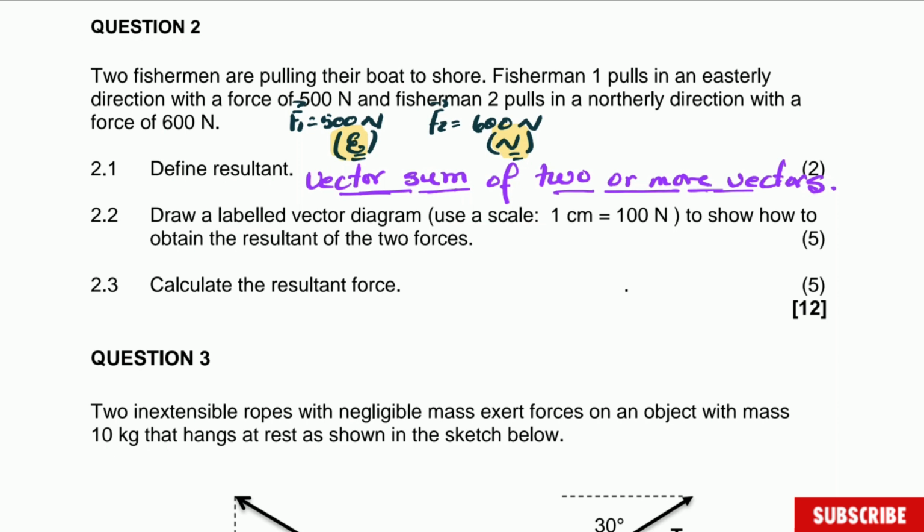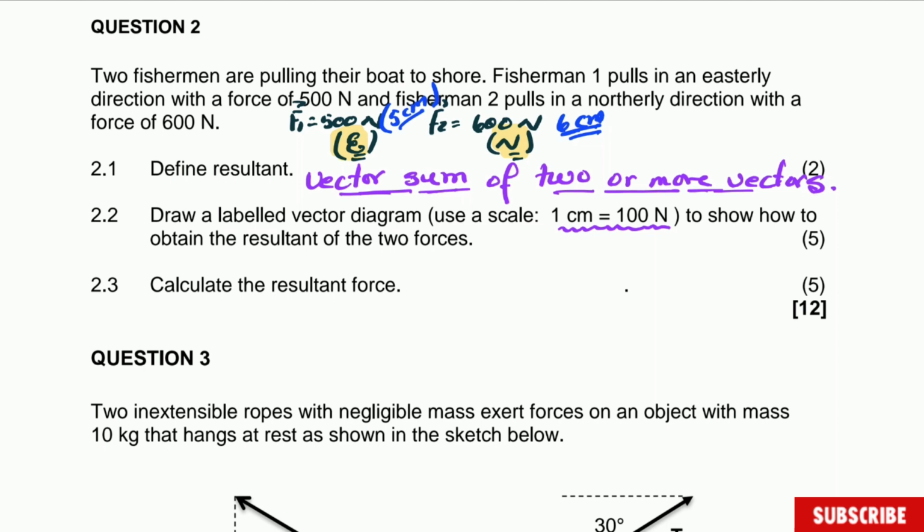So we have to add graphically these two vectors, and they are giving us a scale which we have to use. We cannot change that scale, guys. Now, the scale is very easy: 1 centimeter is to 100 Newton. So for F1, we have 5 centimeters. I'm going to write it here. And for F2, we have 6 centimeters. This is very, very simple.